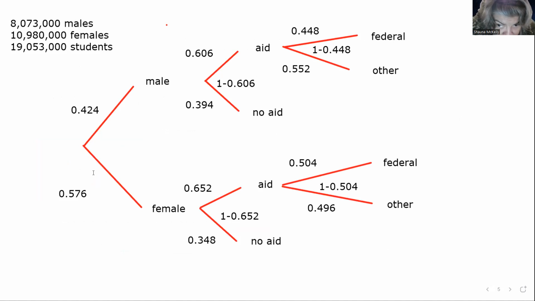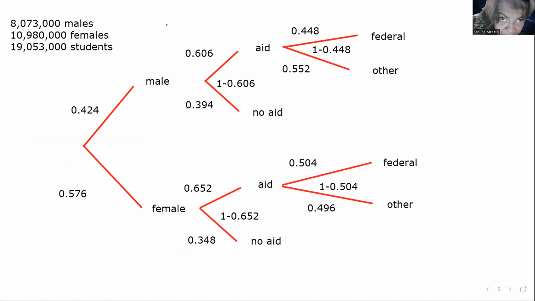We know what the probability of being female is. It's right here. It's 0.576 according to my tree. Now, federal aid, I've got two sets of federal aid. I've got the males who receive federal aid, which are these three top percentages, and I've got the females who receive federal aid, which are these three percentages.